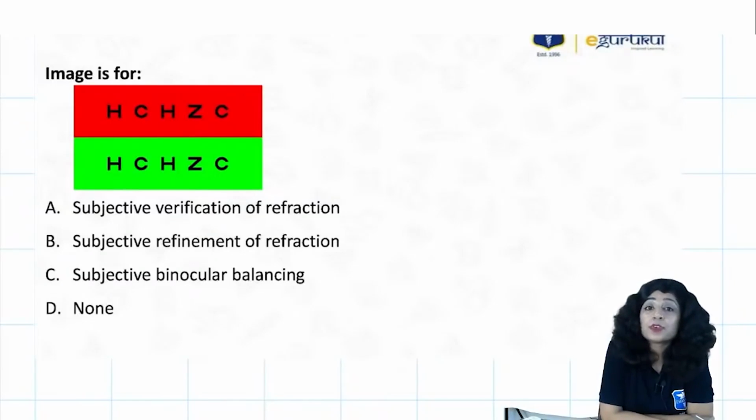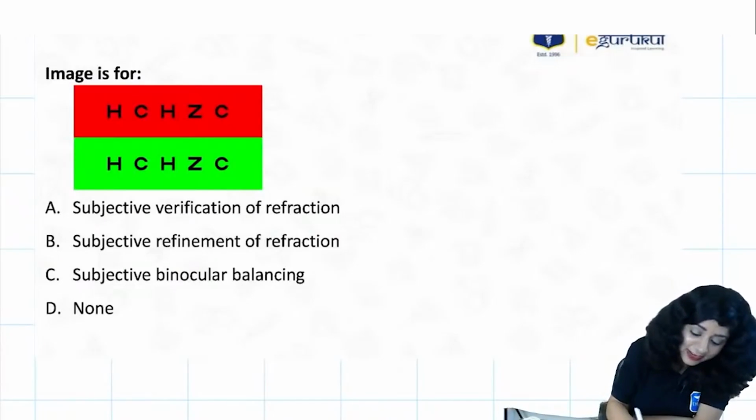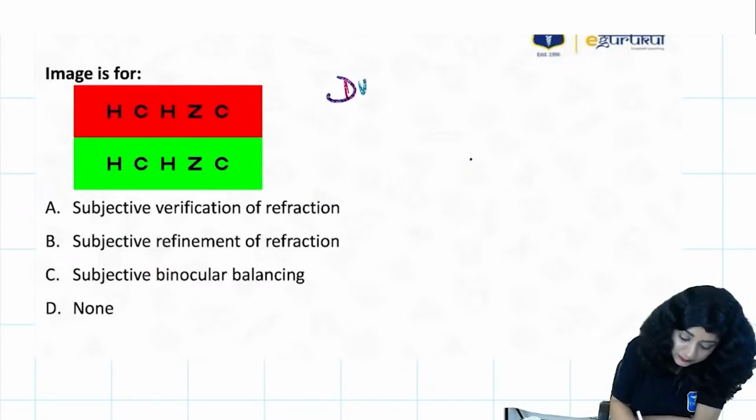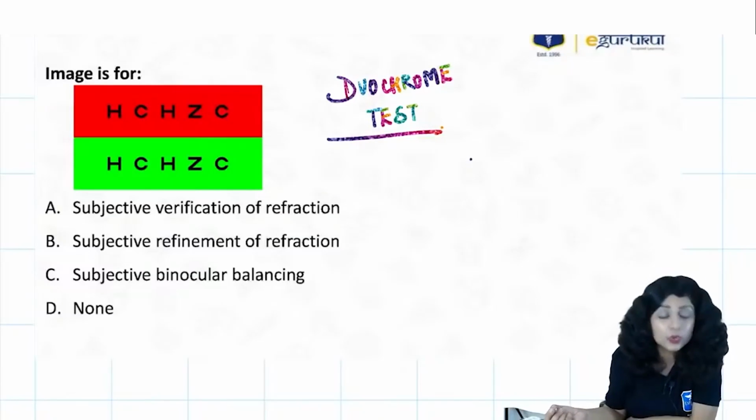Because the tests again are quite important when we are talking about the Central Institute examination, so I have tried to incorporate maximum of the tests also. Yes, so Avinash is there. Yes, Avinash, this is Duochrome test. And where do you use this Duochrome test?